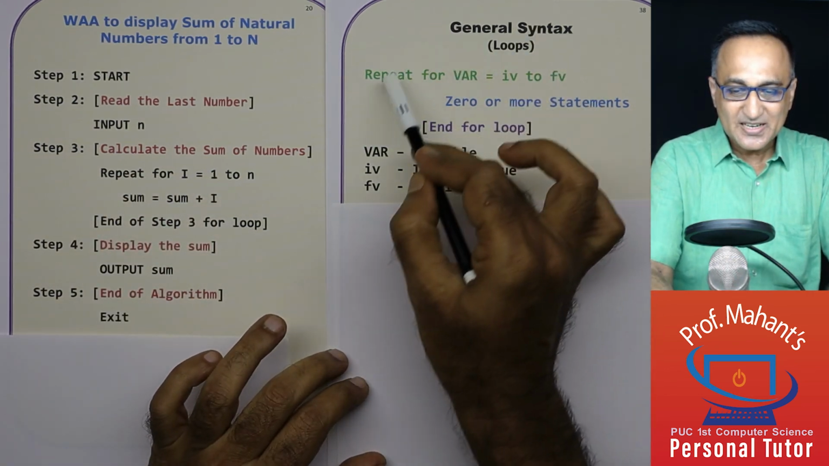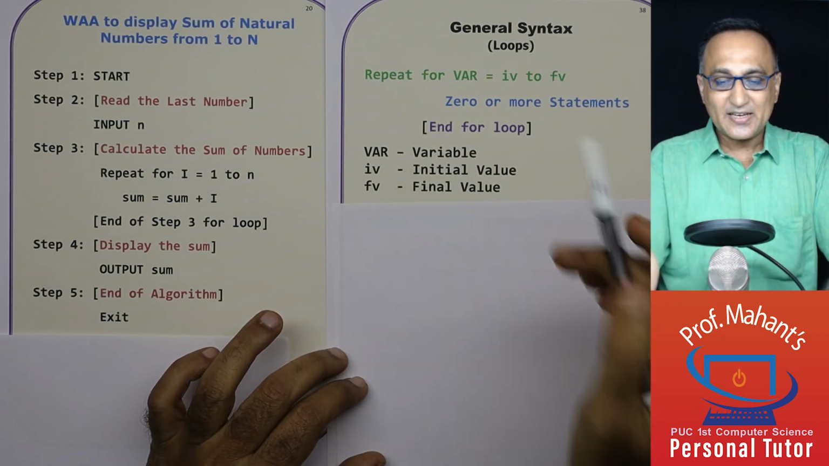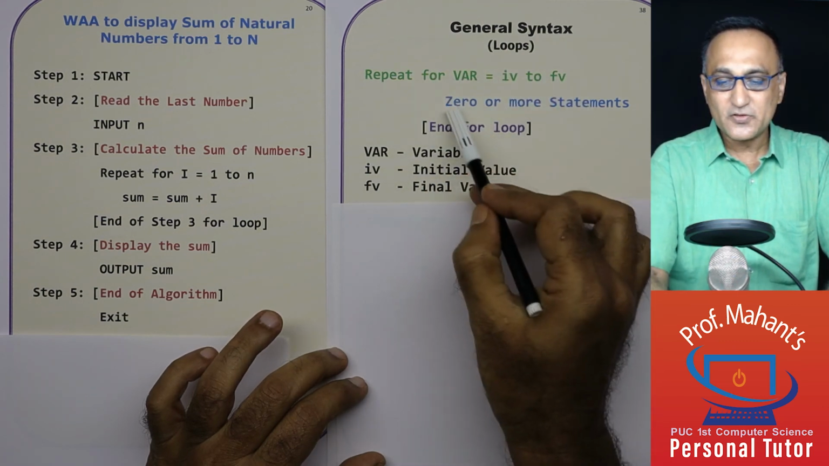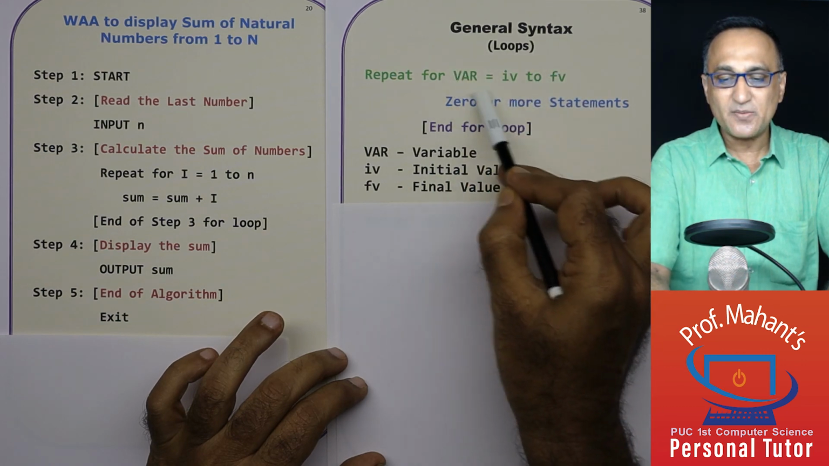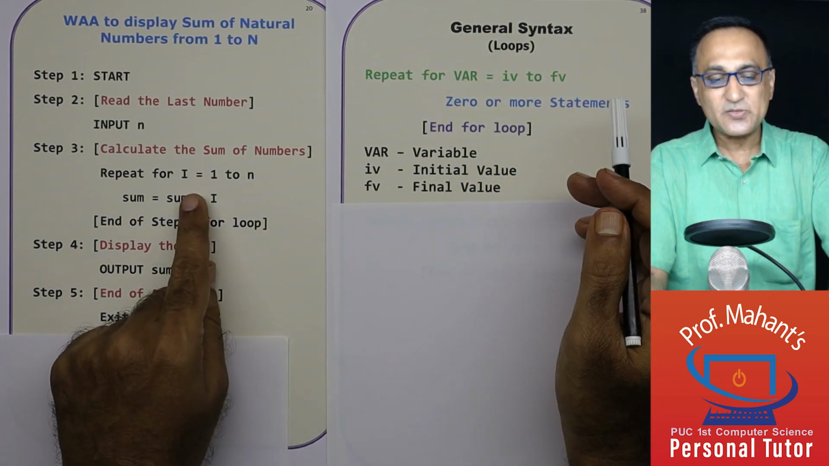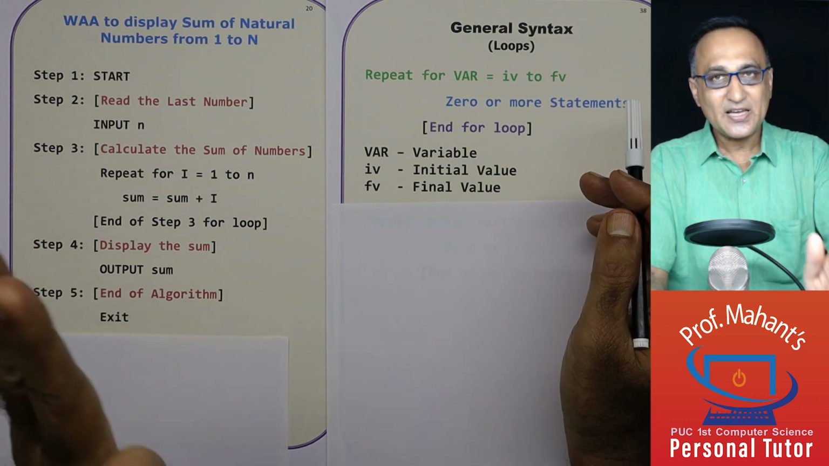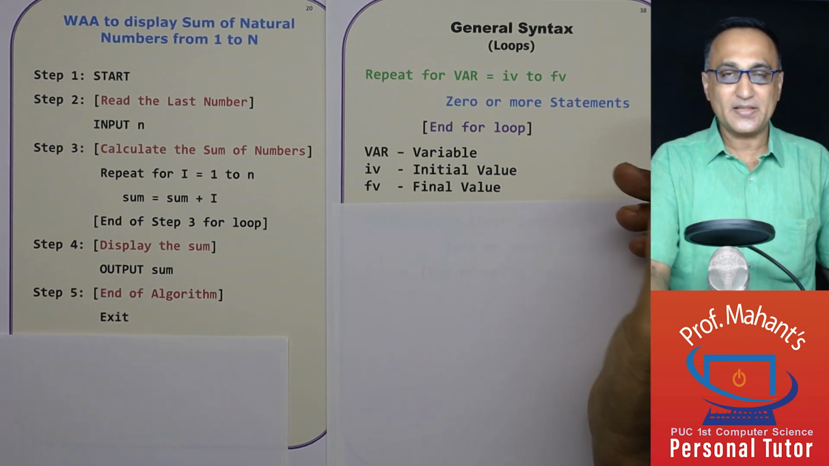So this is the general format, also known as the general syntax, of a repeat for loop. In the repeat for loop, the same set of statements here are executed as long as this condition remains true. As long as I is between 1 to 5, you're okay. The minute I exceeds 5, it will come out of the loop, come to step 4 and display the sum.